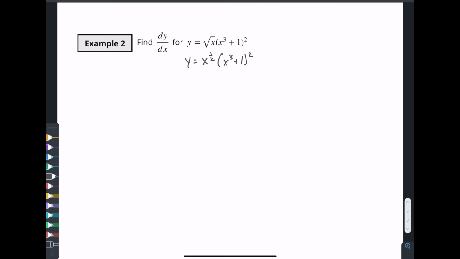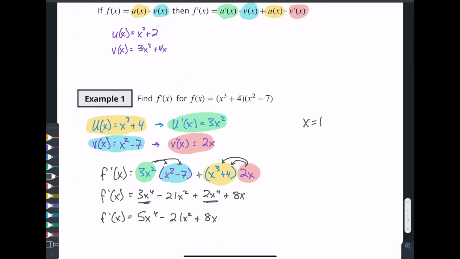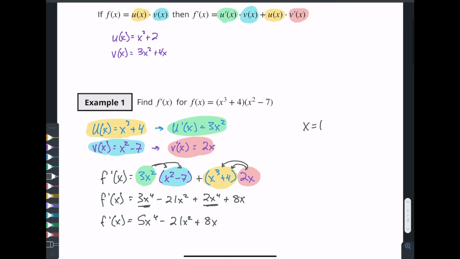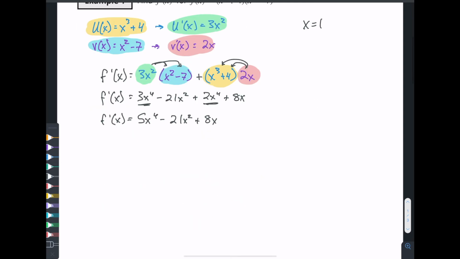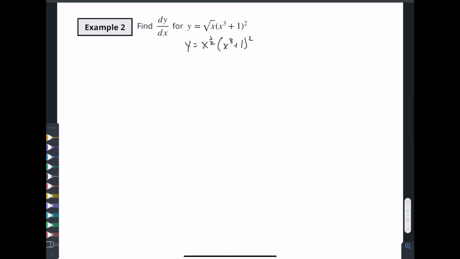And if we were to continue and use this same idea that we did up here, we would want to find the originals and the derivatives. So here we could call our u of x, let's call that x to the 1/2. And let's call our v of x, x cubed plus 1, all squared.